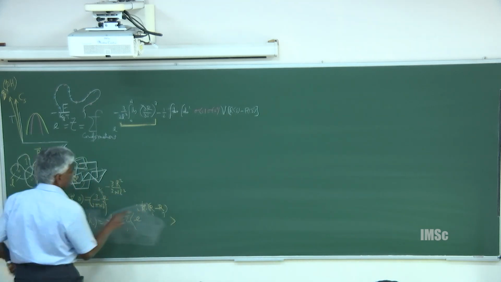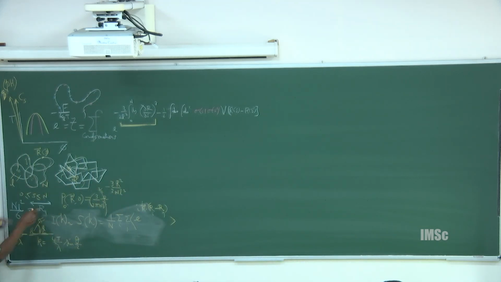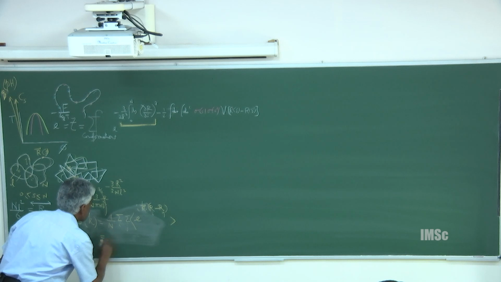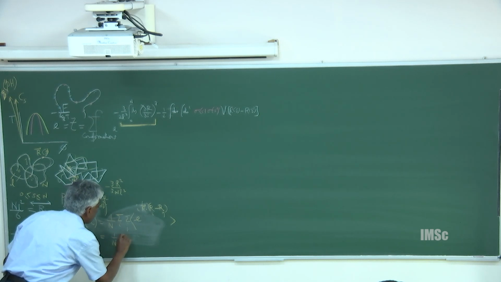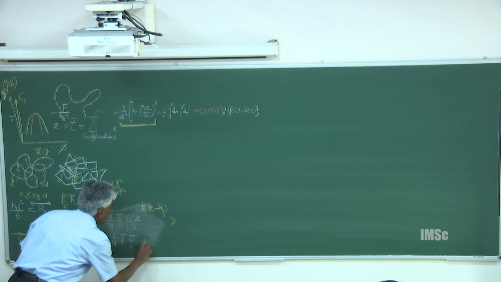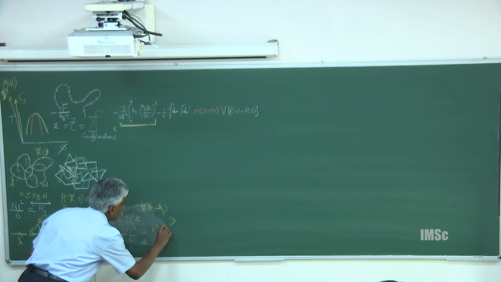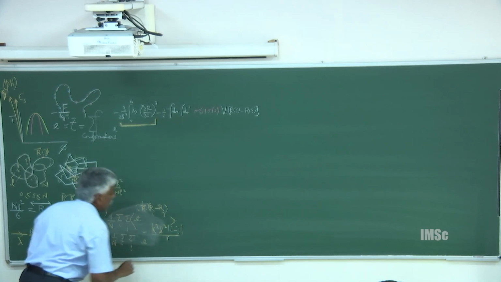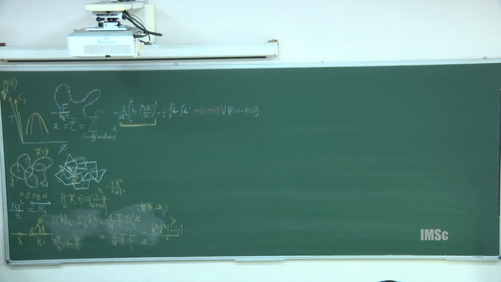And since this is a moment using the Gaussian distribution function, this turns out to be equal to 1 over n, summation over i, summation over j, e to the minus k squared L squared |i minus j| over 6. This is something that I did in another class somewhere else.